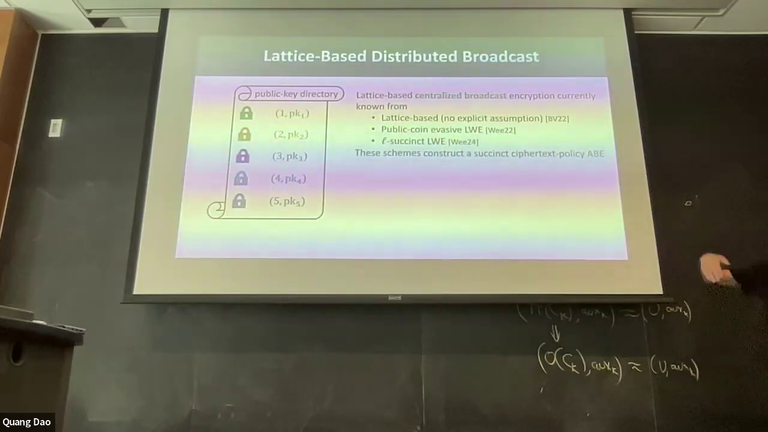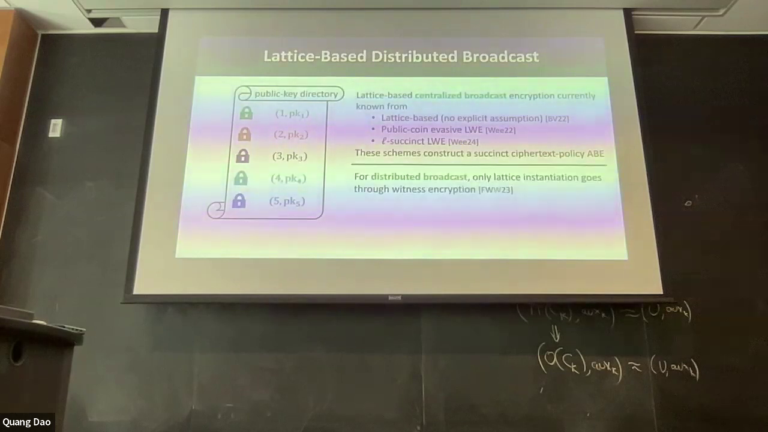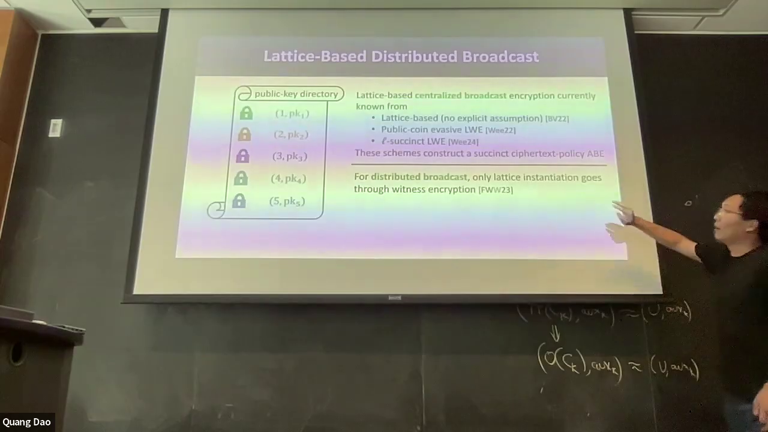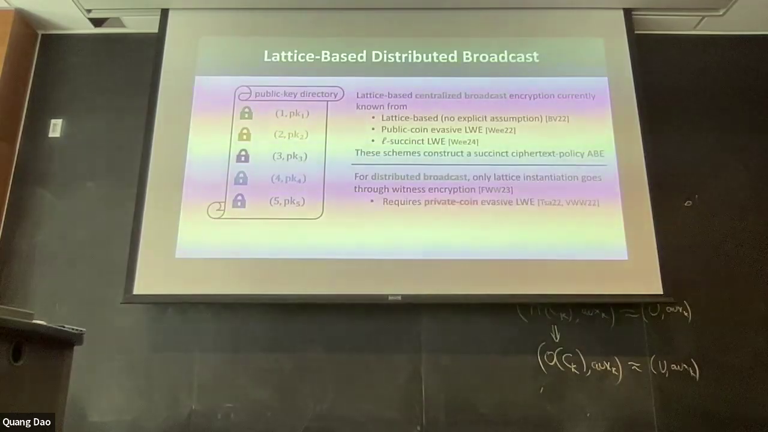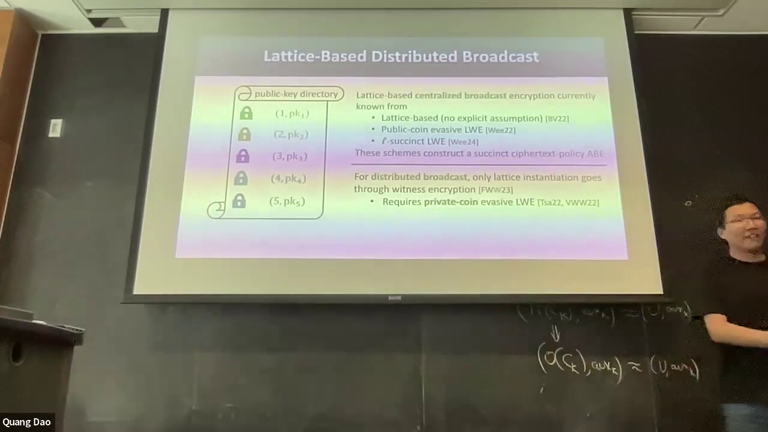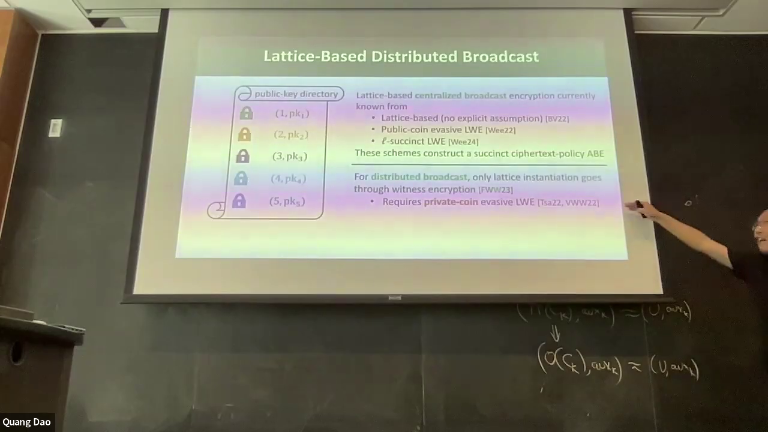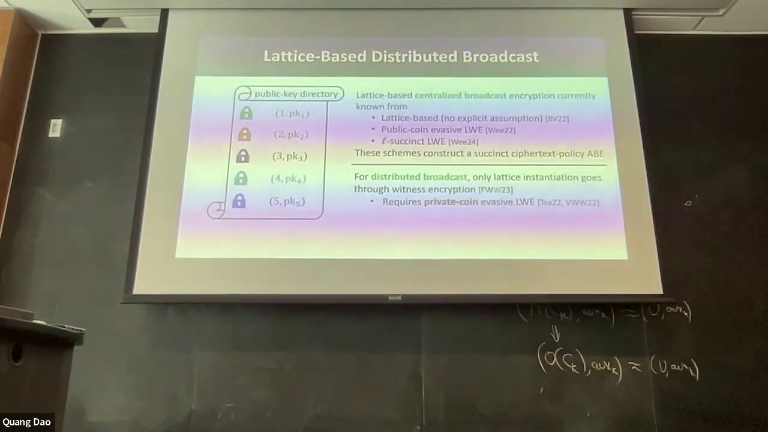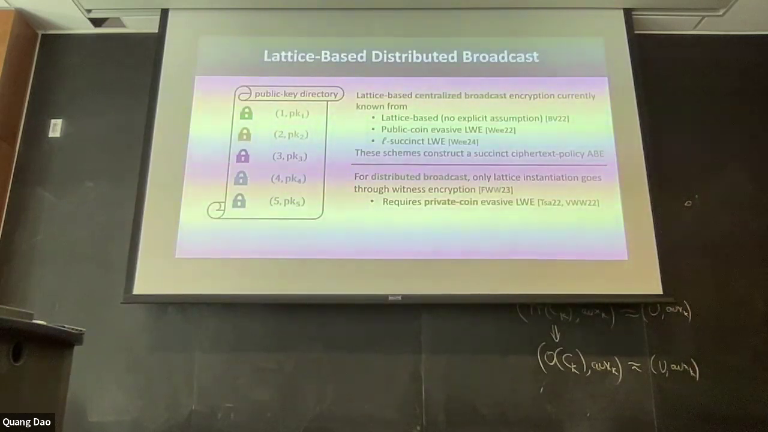Okay, so quite a few things are known about broadcast encryption from lattices, albeit from non-standard assumptions. If we turn to distributed broadcast encryption, essentially the only current lattice instantiation goes through the heavy machinery of witness encryption. And we do technically have witness encryption from lattice assumptions, but this requires an even stronger version of the evasive LWE assumption, something called the private point evasive LWE, which is a stronger version than needed for a centralized broadcast. And in fact, we have counterexamples for the most general form of private point evasive LWE. Of course, the ones that suffice for witness encryption, as far as we know, are still plausible. Right, but this is sort of the lay of the land until now.